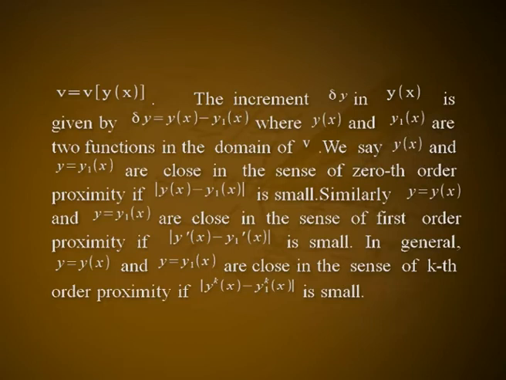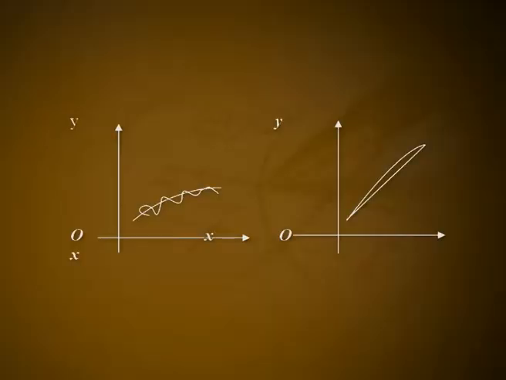In general, y equal to y of x and y equal to y1 of x are close in the sense of kth order proximity if modulus of y raised to k of x minus y1 raised to k of x is small. Above, figure 1 shows curves close in zero order proximity and figure 2 shows curves close in first order proximity.